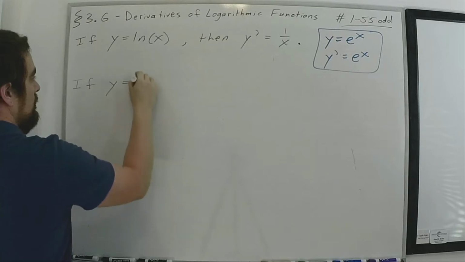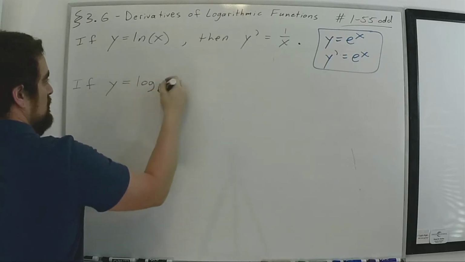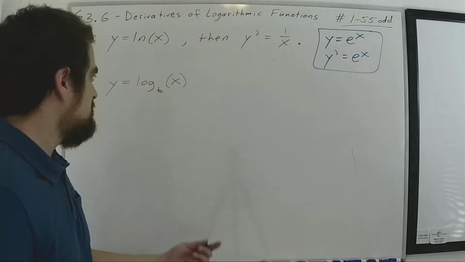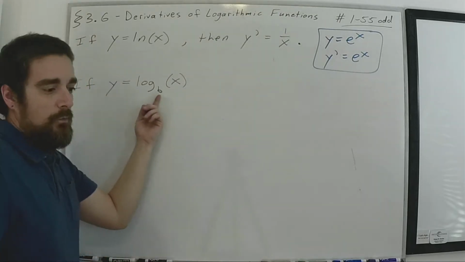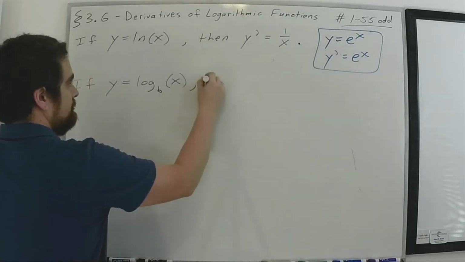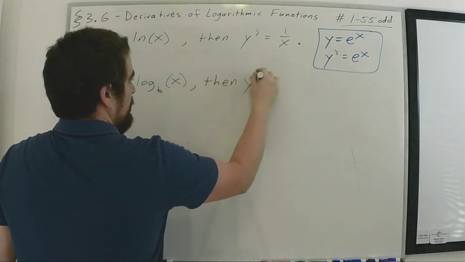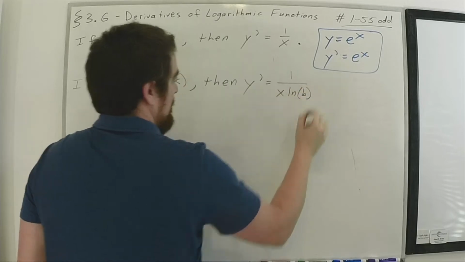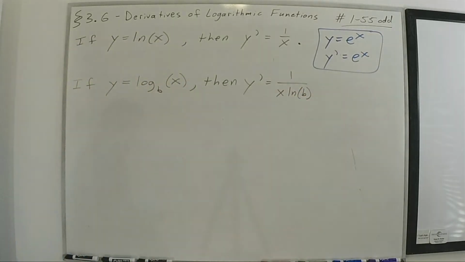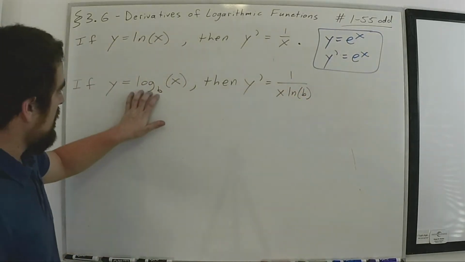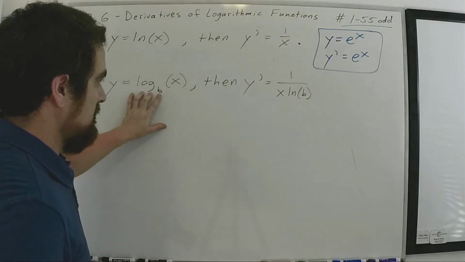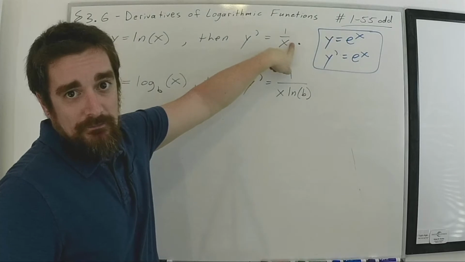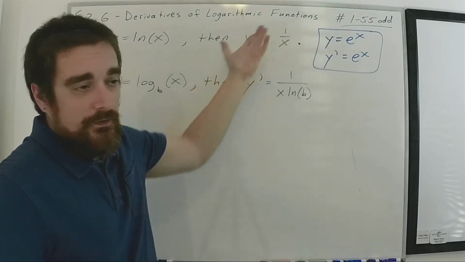But we also saw that if we weren't dealing with base e, which is the natural log, if we were dealing with log base b, where b is, for us, just going to be some positive integer, not 1, because that would just be silly, then y prime is 1 over x natural log of b. So this is a log with a different base other than e. It could be base e here.